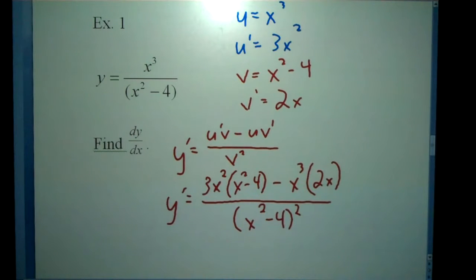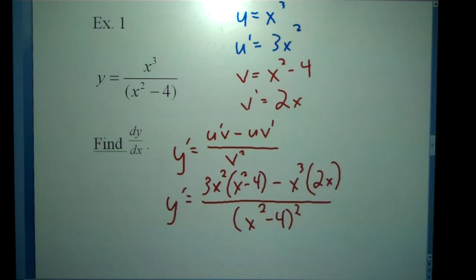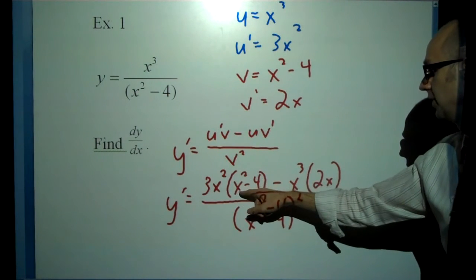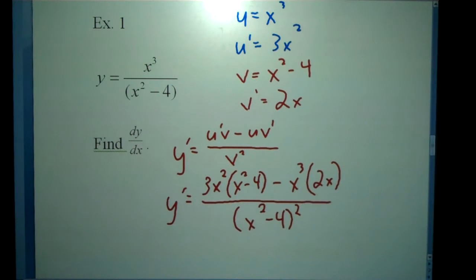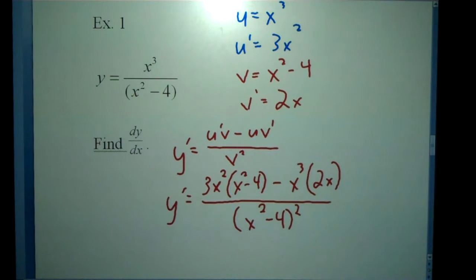Now, the problem with the quotient rule is there's often a lot of things that you can do with it. At this point, we could distribute the 3x squared over here, and we could make it 3x to the 4th minus 12x squared. And then you could distribute here, we could have minus 2x to the 4th. Maybe then we could do some factoring after that. It's hard to know how far to keep going.